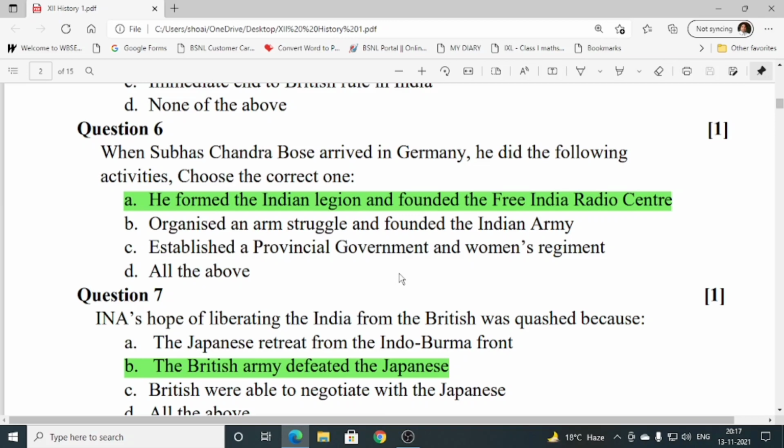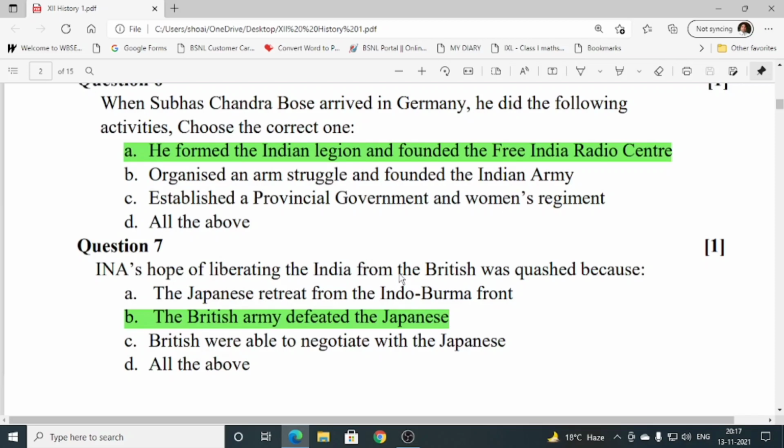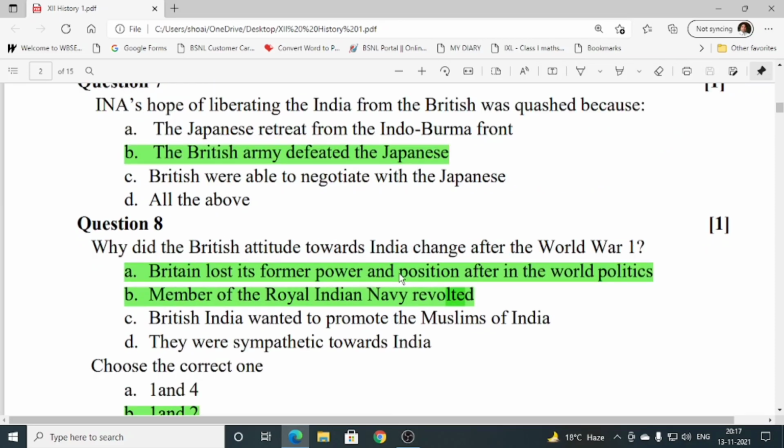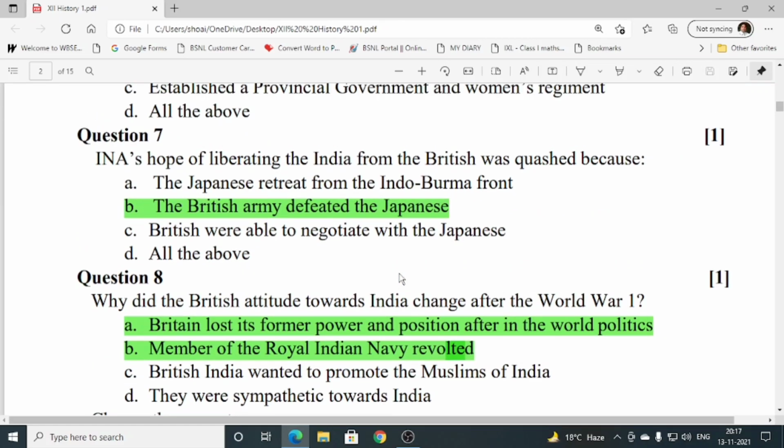So you can go through it. Now next, question number 7. The INA's hope of liberating India from the British was quashed because, B, the British army defeated the Japanese. The Japanese army was defeated by the British army.